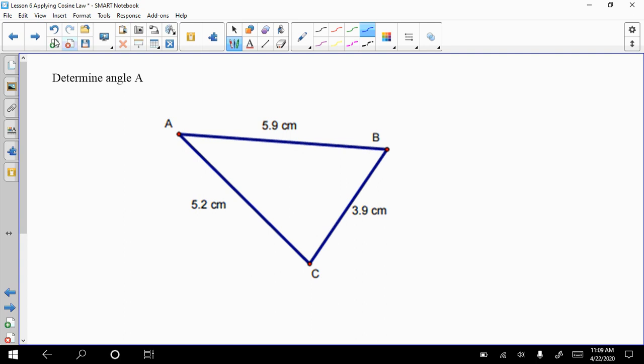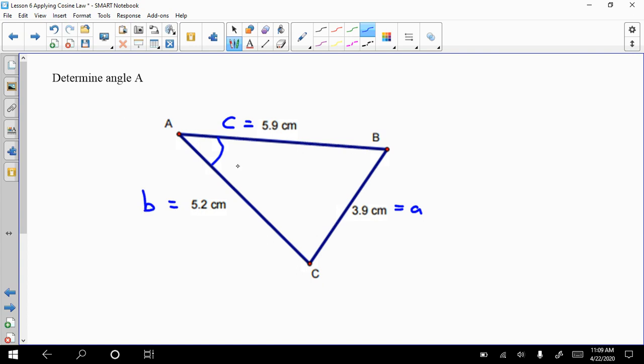Okay, let's try another one. Here we go. It says determine angle A. So in this case, they want us to get that angle right there. And so again, I notice that I'm given all three sides. So if you're given three sides and no angles, you have to use the cosine law. So let's label these. Little c, this one is opposite angle A, so it's little a, and then this one's opposite angle B, so it's little b. Remember, you always label it based on the opposites.